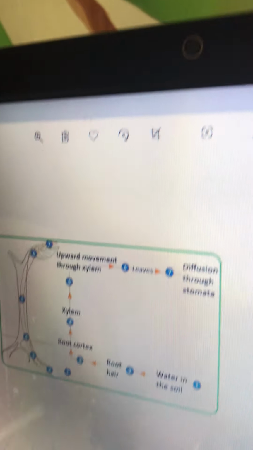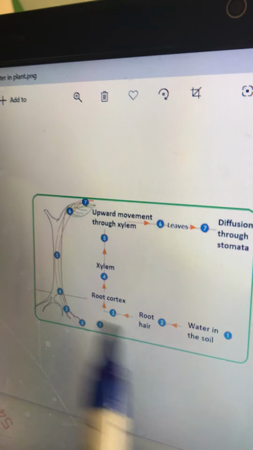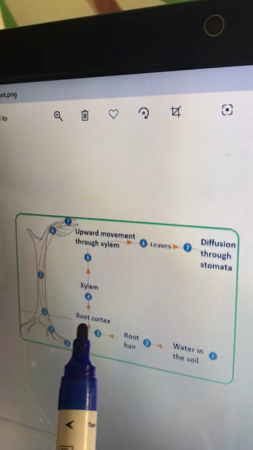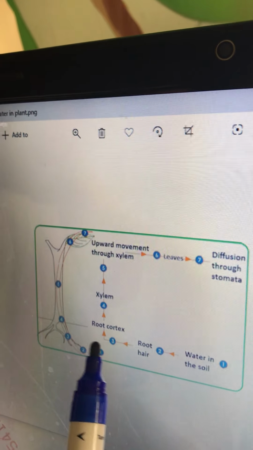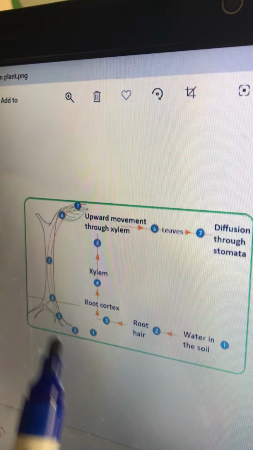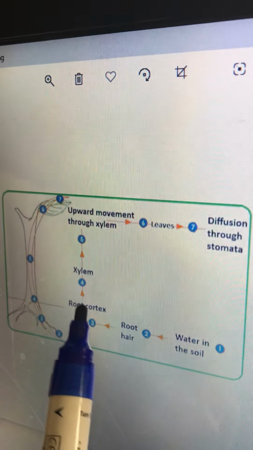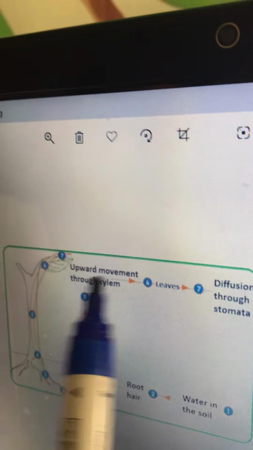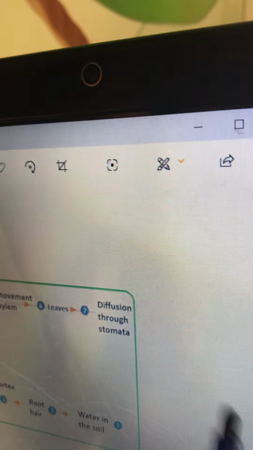Here you can see, children, see this. You can see the water in the soil. They have given a flow chart to you. Water in the soil enters into root hair, then to the, they did not show the epidermal cells, but remember there is an epidermal cell. Epidermal cells, can you see? Yes, is that clear? So it goes into the cortex, cortex into the xylem, xylem to the upward movement to the leaves.